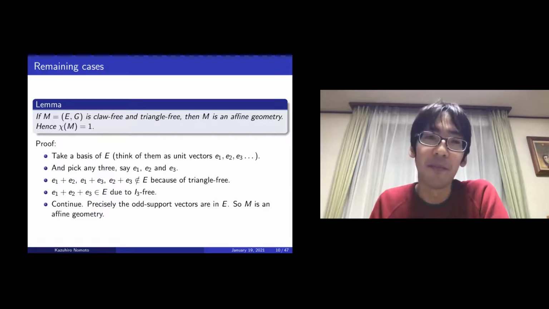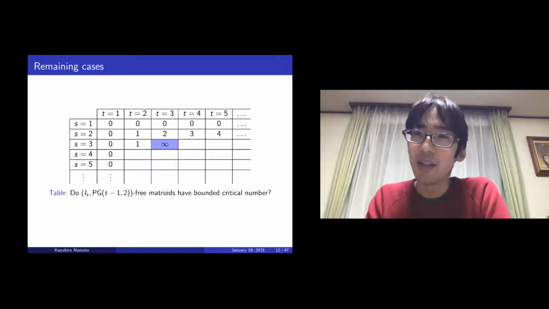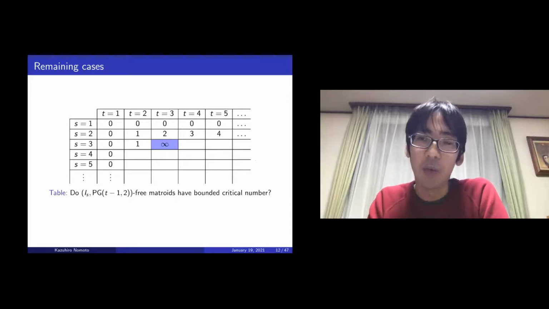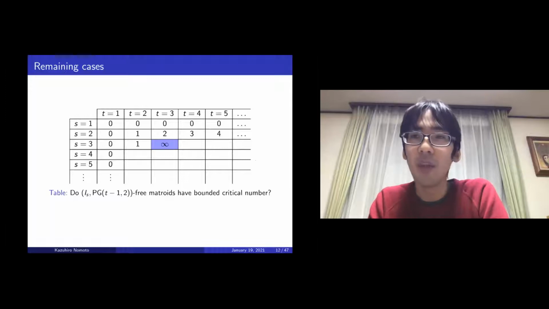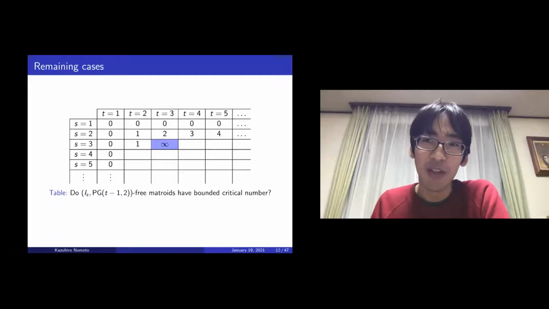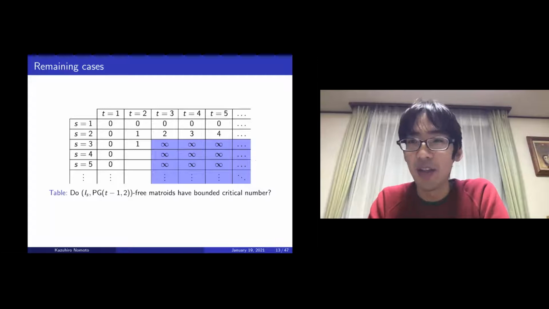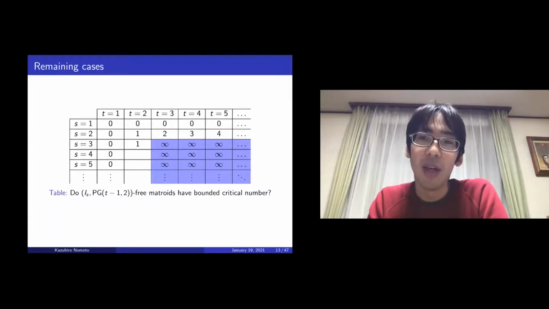This is also quite nice. So the answer is 1. The blue cell is what we just proved. The next cell is a no because of the counterexamples I talked about, the even plane matroids. The bad news is that if that's a no, then everything else here is a no, because all of these classes of matroids will contain claw-free and triangle-free matroids as a subclass. So if that's a no, everything else is a no in that big blue region.